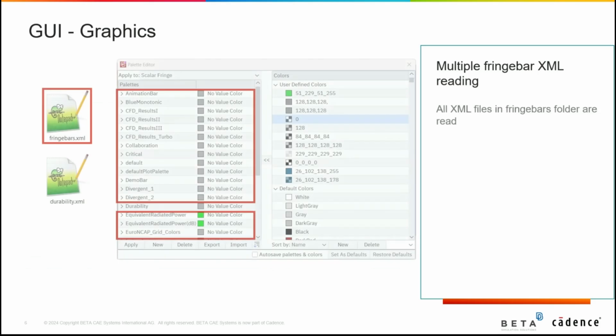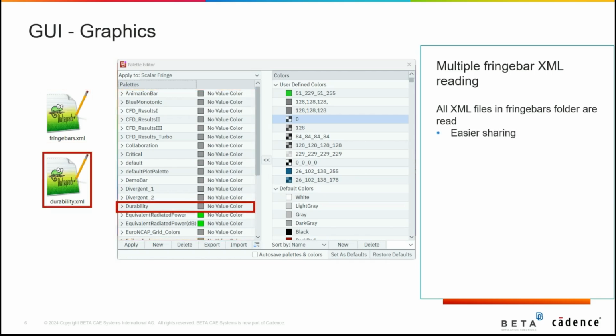Moving on, it is now possible to read multiple FringeBar XML files which reside inside the FringeBars folder in the user's directory. This allows for easier sharing, since palettes can be easily shared by saving them in distinct XML files. Improved flexibility, as we can customize and organize palettes according to specific needs without cluttering a single file. Enhanced organization. Users can store palettes in multiple XML files, allowing better management for different projects or analysis types.